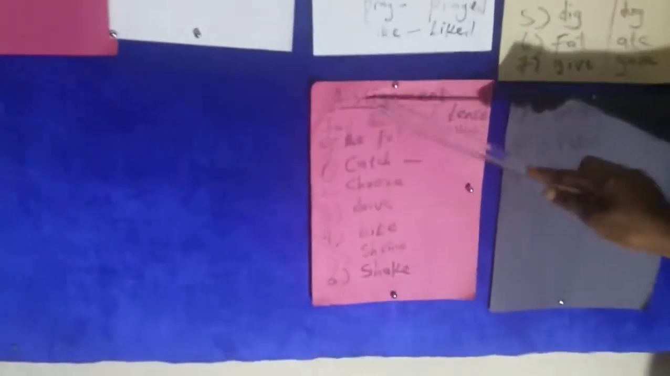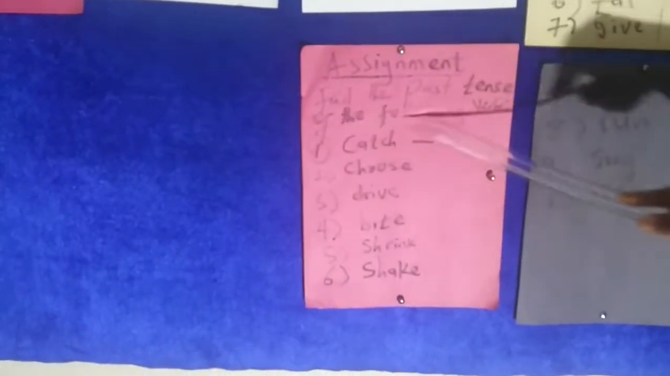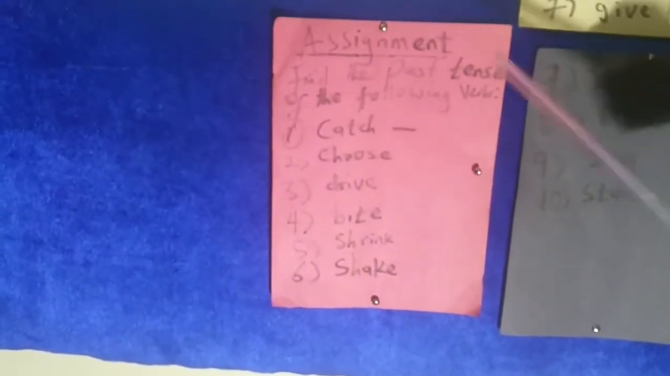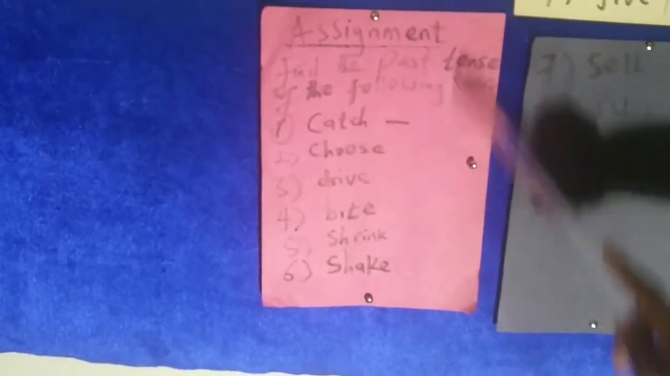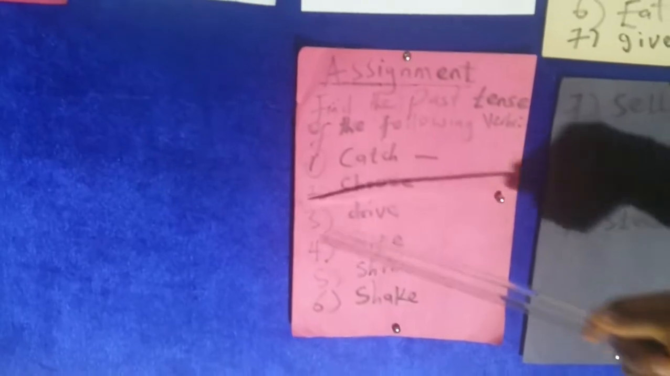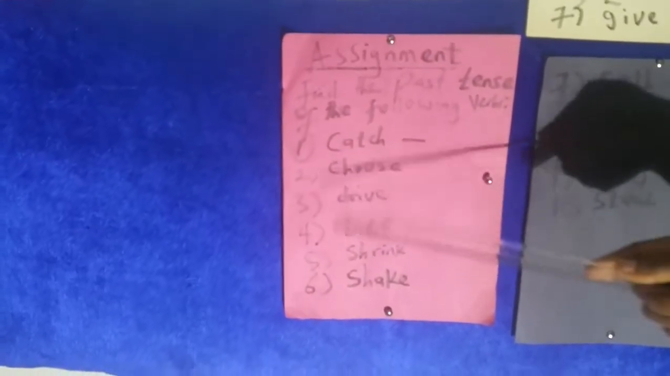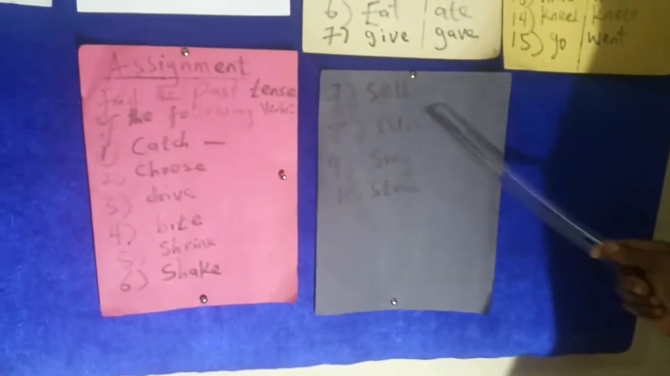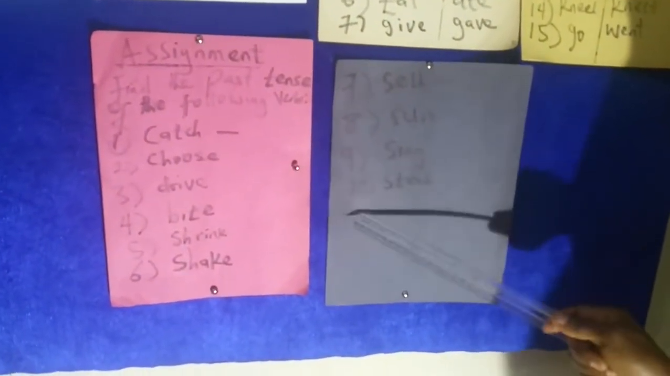So today's assignment is here. Find the past tense of the following verbs. You are going to give me the past tense of these verbs. Number 1 is catch. What is the past tense of catch? Number 2 is choose. 3, drive. 4, bite. 5, shrink. 6, shake. 7, sell. 8, run. 9, sing. 10, steal. I believe you are learning something.